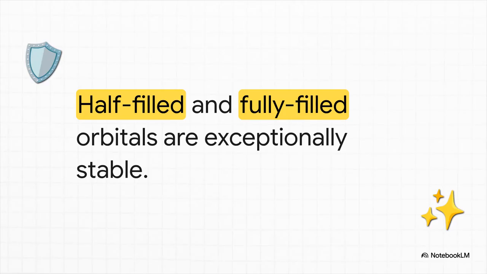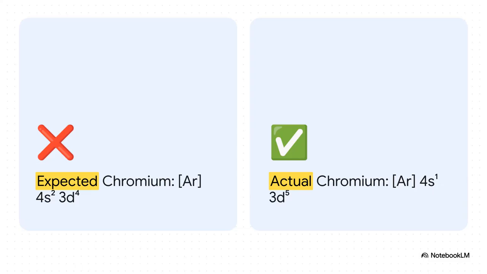Section 6. Exceptions to the rules. Up until now, the atom seems perfectly ordered, but nature loves a good plot twist. The twist here is all about ultimate stability. It turns out that having an orbital exactly half-filled or fully filled gives the atom a massive stability boost. This is such a huge advantage that some elements will literally steal an electron from their own neighboring subshell just to achieve it. Let's look at chromium for a second.